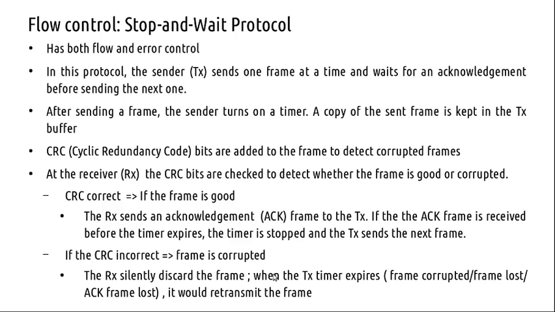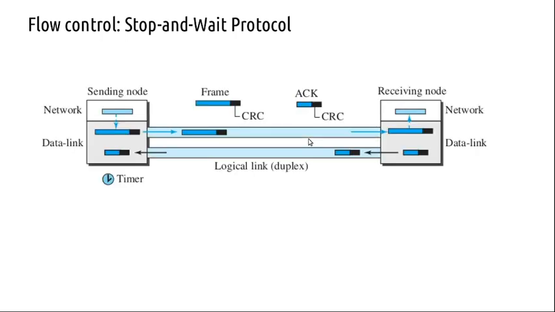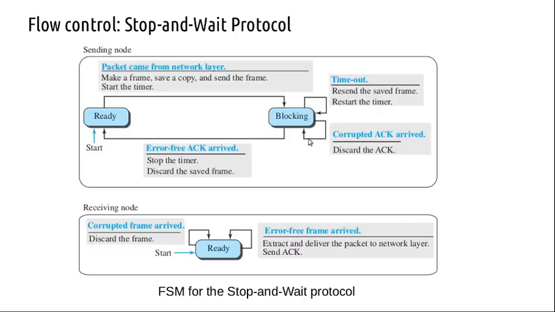So the timer expires, and the timer will assume that either the frame is lost or the frame is corrupted. That means the CRC bit has an error, or even the acknowledgement frame is lost. So in either case, the timer has to retransmit the frame. Okay, so this is the nutshell of the stop and wait protocol. You will see this as a finite state machine, with the sender side and the receiver side.